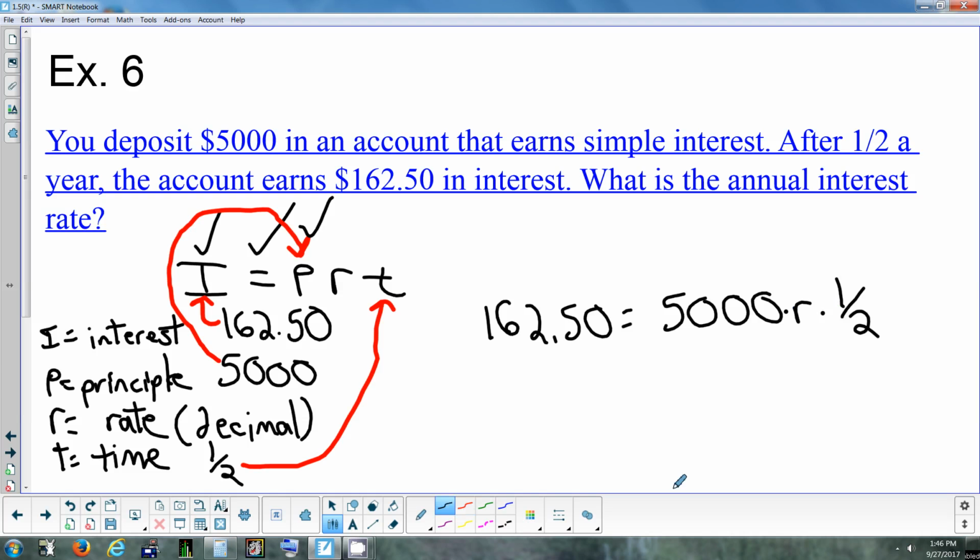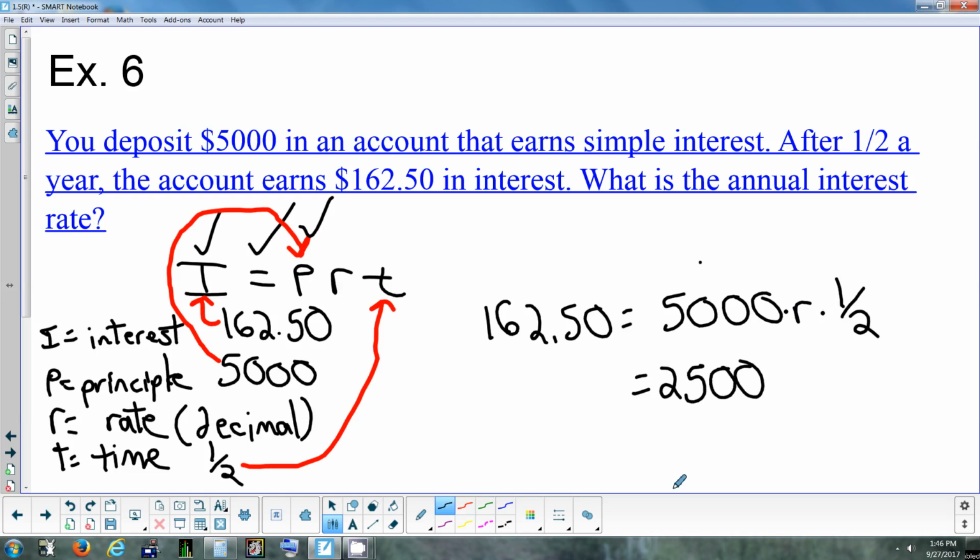Even though there's R's in between them, these are almost like terms. I can multiply them together. I can't do the R, but I can multiply these two things. So basically, it's asking what's half of 5,000? 2,500.